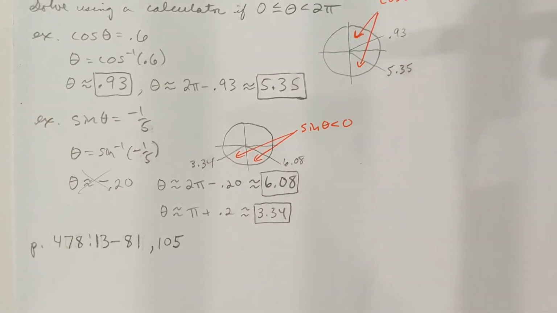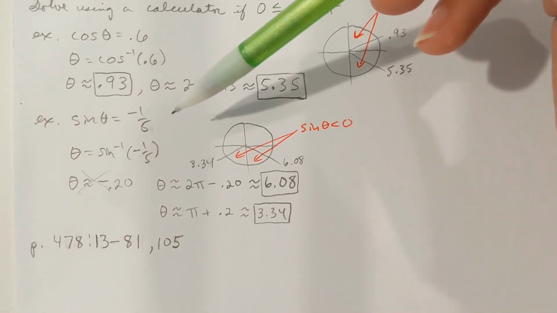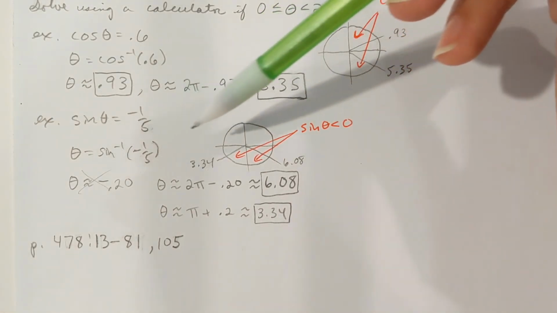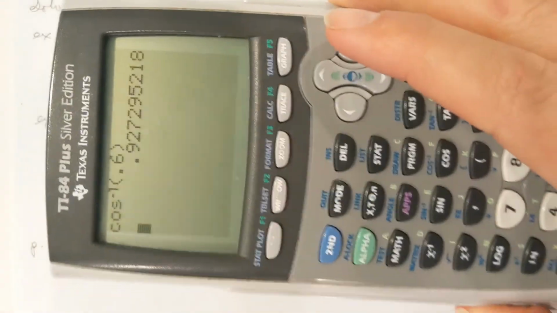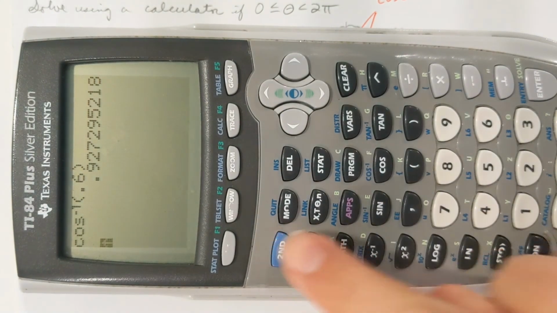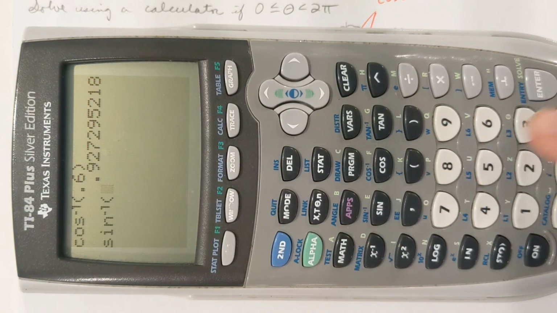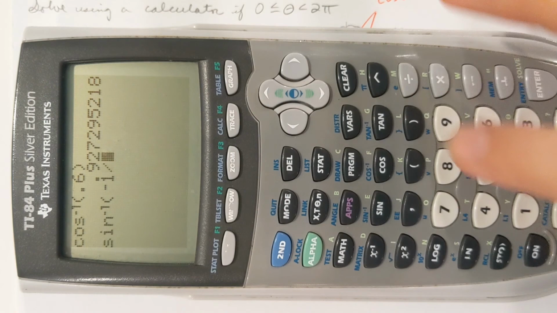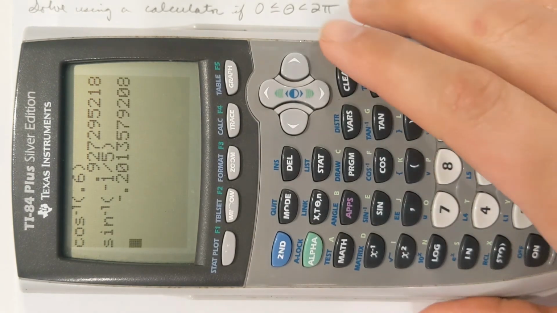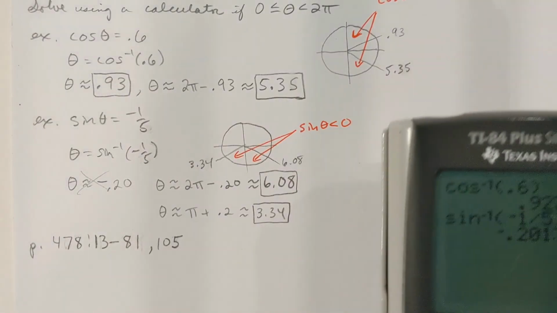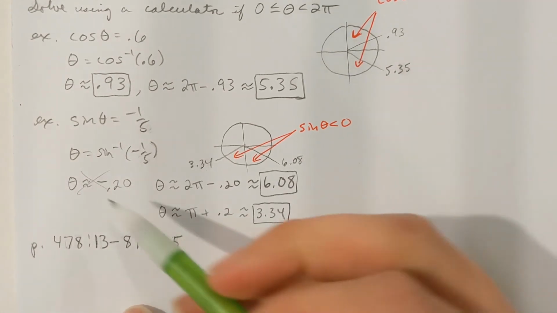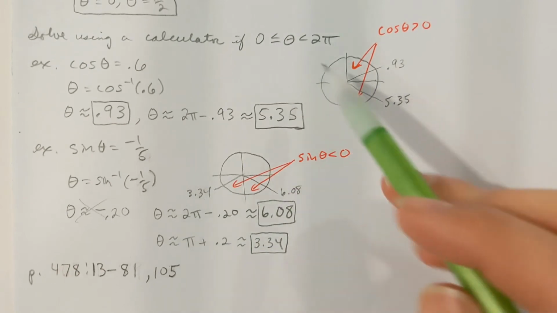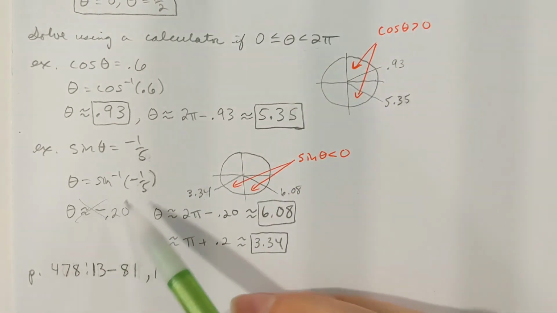Okay, here's one more example. Similar deal, solve the equation sine theta equal negative 1/5. If you begin by taking sine inverse of both sides, then we'll have sine inverse of negative 1/5 is negative 0.2. Now, I've crossed that out. Why did I do that? Well, I'm on the interval 0 to 2 pi, right? So I don't want any negative numbers.